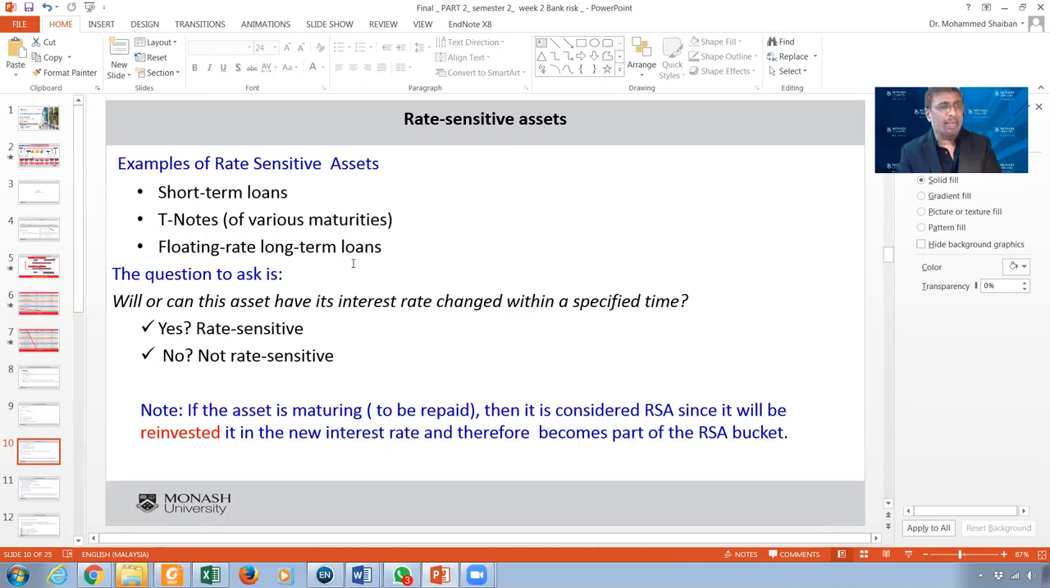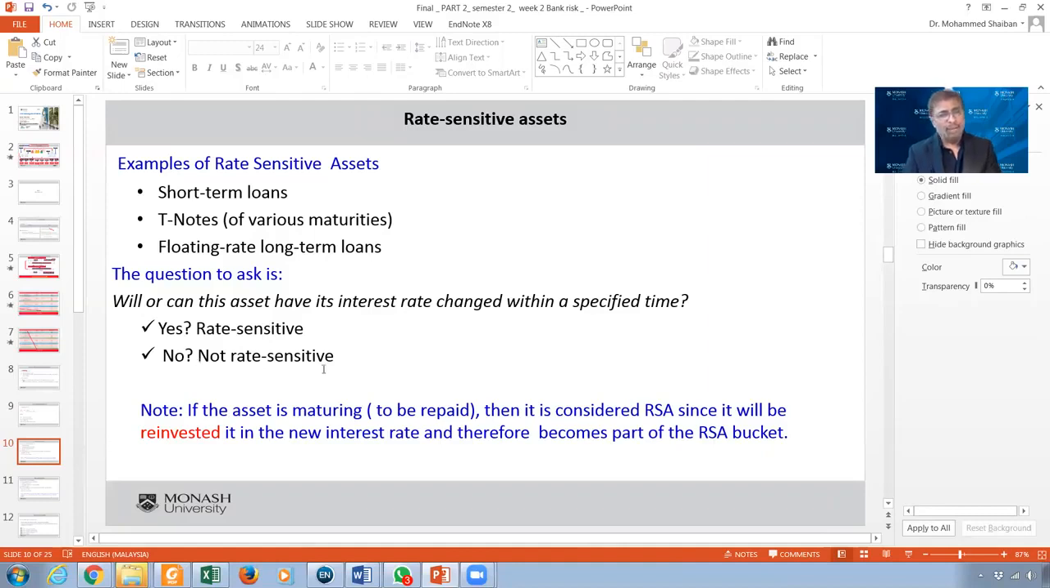So let's take a rule of thumb. When we have short-term loans, anything short-term, usually it is rate sensitive, unless I tell you it's fixed. So the question is, will or can this asset have its interest rate change within a specific time? If the answer is yes, it's rate sensitive. If it is no, not rate sensitive.